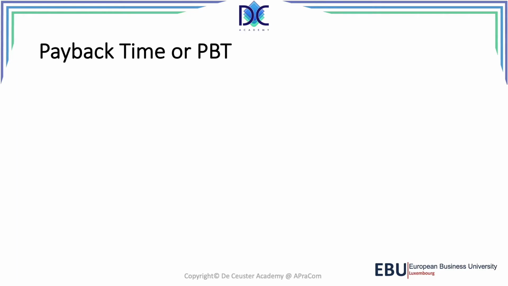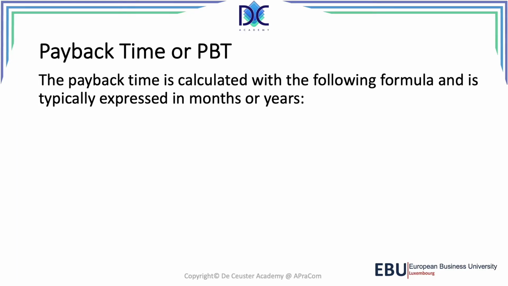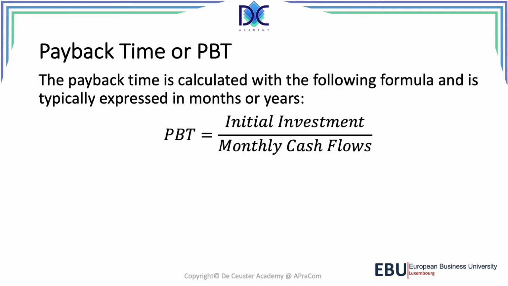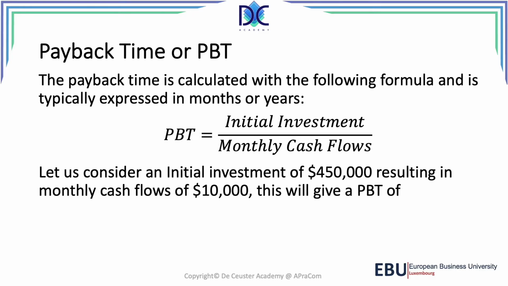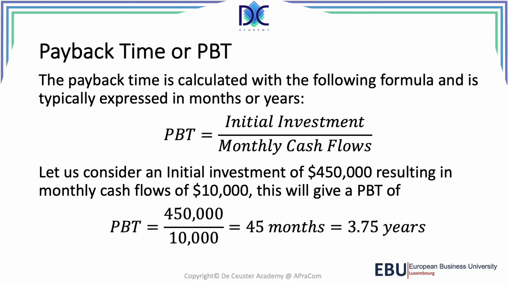Let's have a look at the payback time, or the PBT. The payback time is calculated with the formula that we see here, and it's typically expressed in months or years. So the payback time is the initial investment divided by the monthly or yearly cash flows. Let us consider an initial investment of $450,000, which creates monthly cash flows of $10,000, and this will give a payback time of $450,000 divided by 10,000, which results in 45 months or 3.75 years.